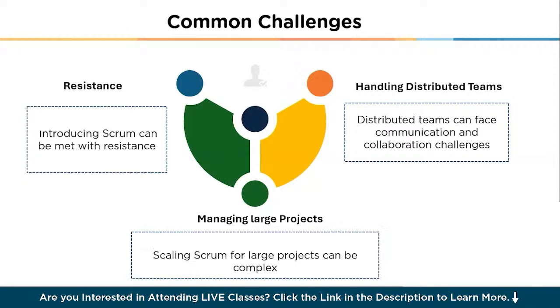Then we have managing large projects with Scrum. Scaling Scrum for large projects can be complex. One approach is to adopt frameworks like Scrum of Scrums, Nexus, or SAFe, which is the Scaled Agile Framework. It provides guidelines for coordinating multiple Scrum teams, ensuring that teams are cross-functional and self-organizing, with clear communication channels, which are very essential for managing large projects effectively.